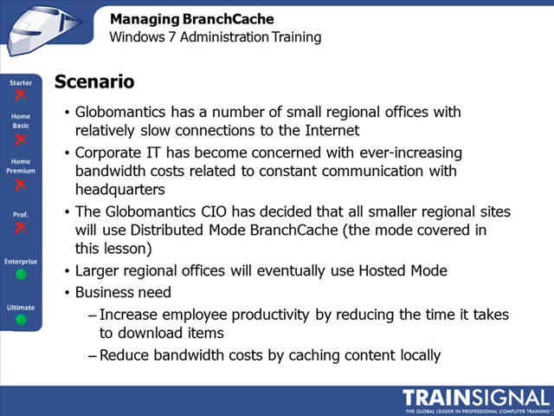For now, the Global Mantix CIO has decided that all smaller regional sites will use distributed mode BranchCache, which is the mode we're covering in this lesson, as it's the mode most often used by pure Windows 7 networks. Larger regional offices will eventually use hosted mode BranchCache, but we will not be doing too much with hosted mode BranchCache in this lesson. From a business need perspective, BranchCache will increase employee productivity by reducing the time it takes to download items. Further, bandwidth costs will be reduced because a lot of content will end up being cached locally and not have to be downloaded over and over a small internet connection.